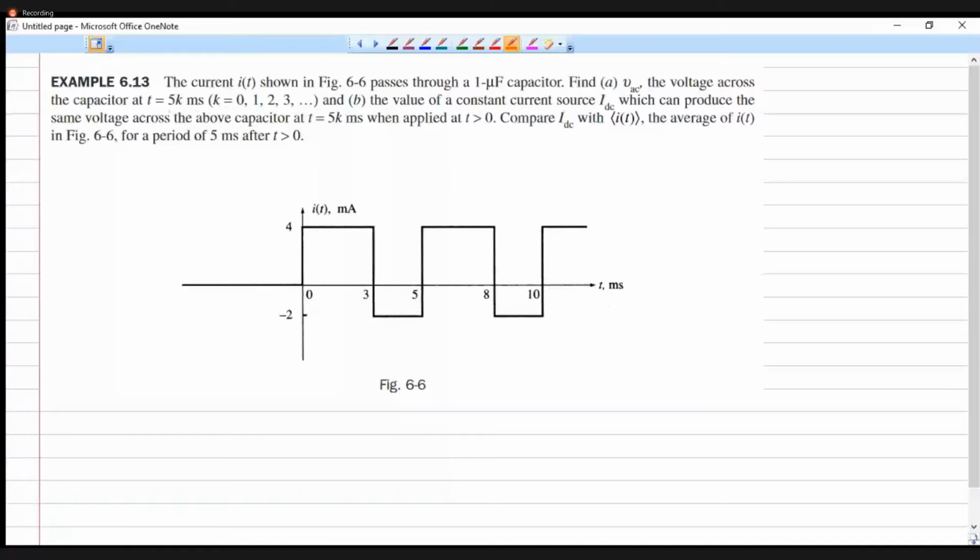So when k is equal to 0, t will be equal to 0. When k is equal to 1, t will be equal to 5 millisecond, like that. So we are asked what is the value of the voltage across the capacitor at these points, that is 0 millisecond, 5 millisecond, 10 millisecond, like that. We are given the current waveform and we know the value of the capacitor. So how can we find the voltage across the capacitor?